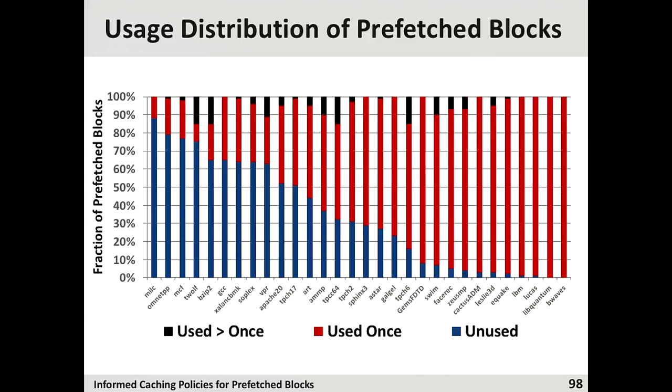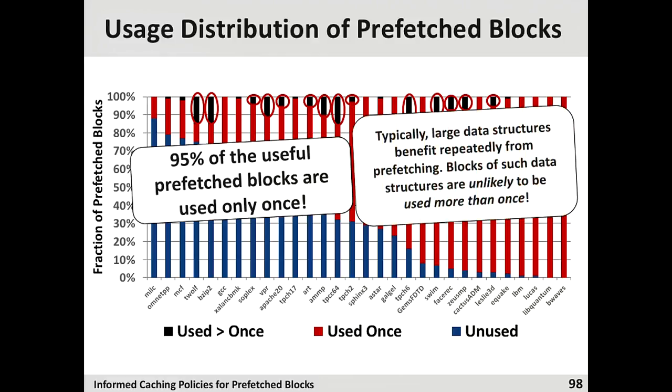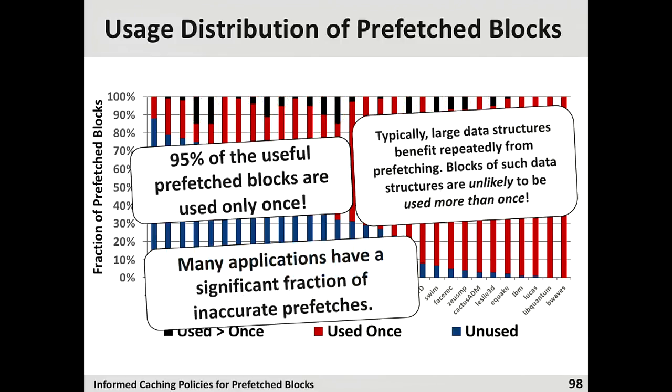There is a very small fraction of them that are used more than once. So basically, 95% of the useful prefetch blocks are used only once. There's an explanation for this. Typically, large data structures benefit repeatedly from prefetching, and blocks of such data structures are unlikely to be used more than once, because you may be streaming through them. Also, many applications clearly have a significant fraction of inaccurate prefetches. So you want to eliminate them somehow by inserting them in the right position.